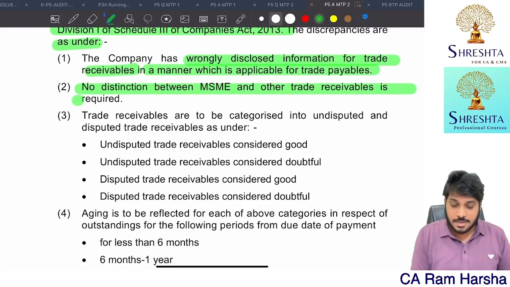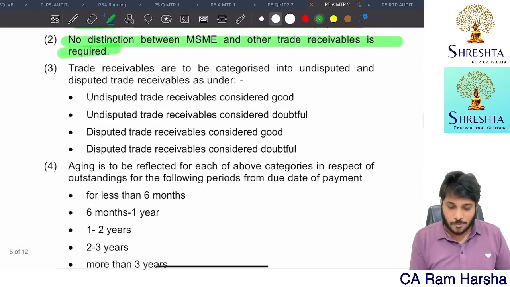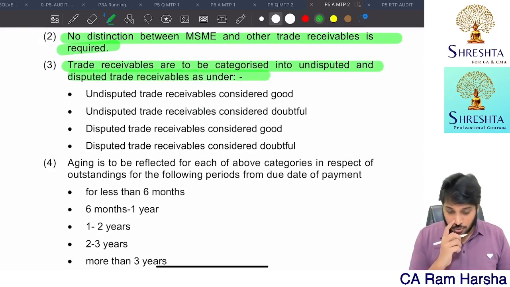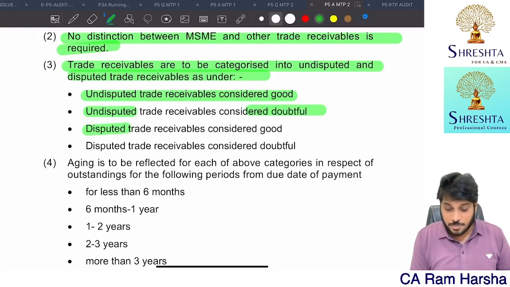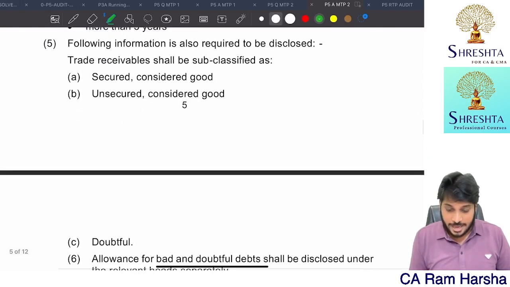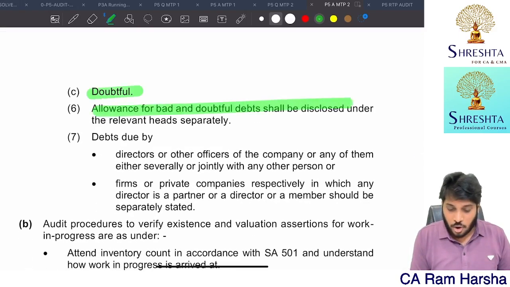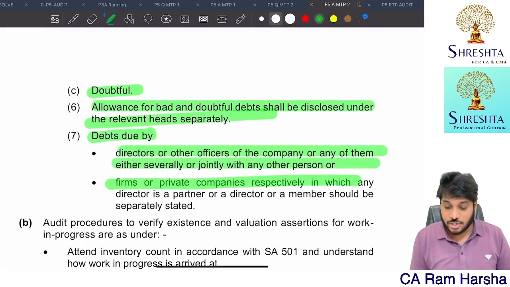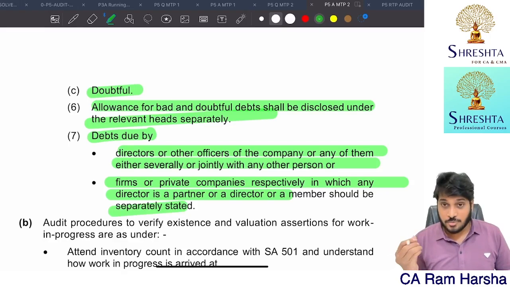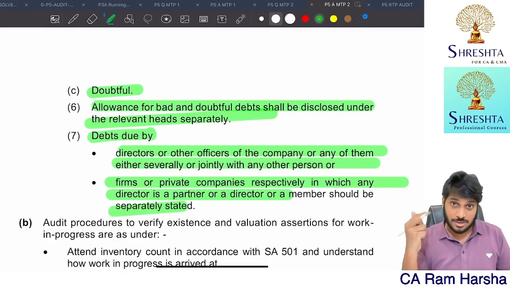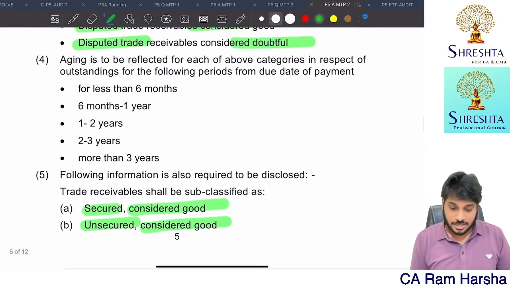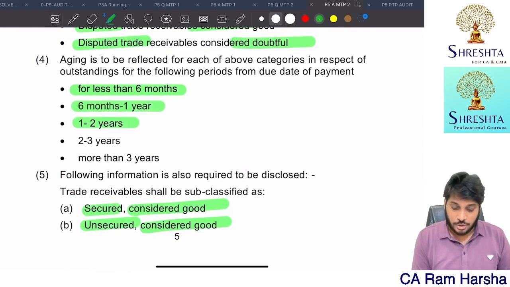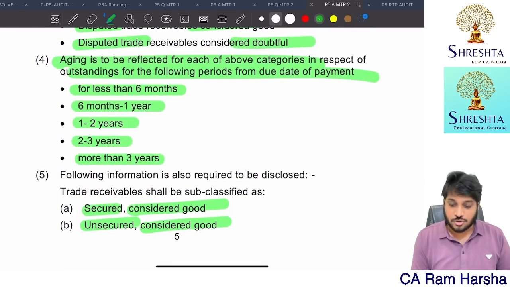No, that is not correct. No distinction of MSME is required for trade receivables. For trade payables only we should show. Trade receivables have to be categorized into undisputed trade receivables considered good, undisputed considered doubtful, disputed considered good, disputed doubtful. Again, how much is secured and considered good, unsecured and considered good? How much is doubtful? What is the provision for doubtful? And debts due from directors and officers of the company, debts due from related parties, firms or private companies respectively, in which our director is having some interest. Further, less than 6 months, 6 months to 1 year, 1 to 2 years, 2 to 3, more than 3 years, aging analysis should also be shown.